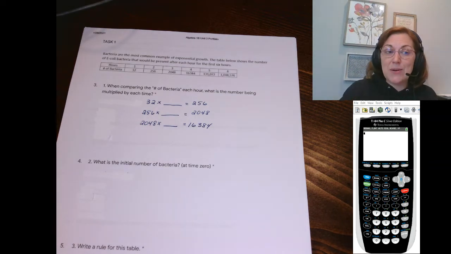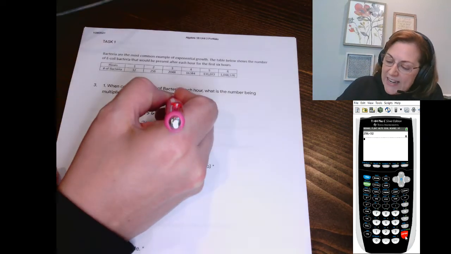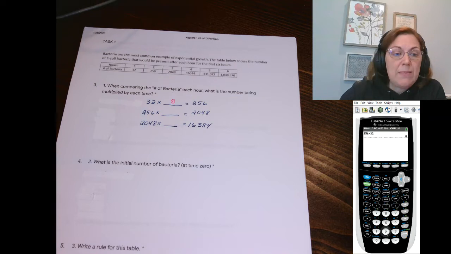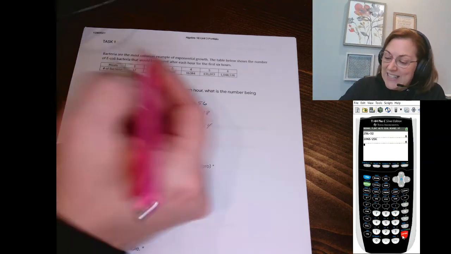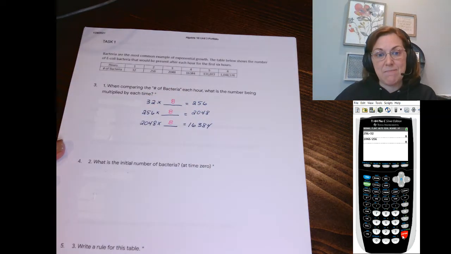Now, you and I know the opposite of multiplying is dividing. So I'm going to go on my calculator. I'm going to divide 256 divided by 32. And that tells me that that number that's missing there is 8. Now, I want to make sure it's the same number. So I'm going to do 2048 and I'm going to divide it by 256 so that I see, yes, it is 8 that I am multiplying by each time.